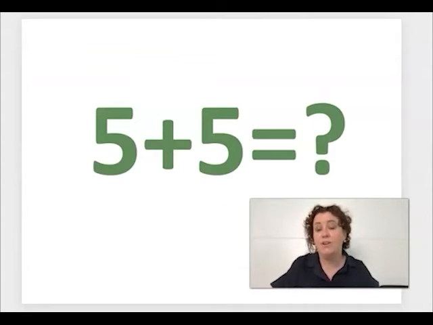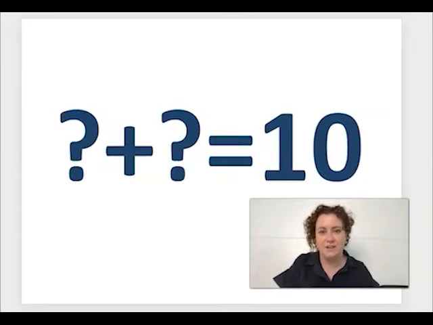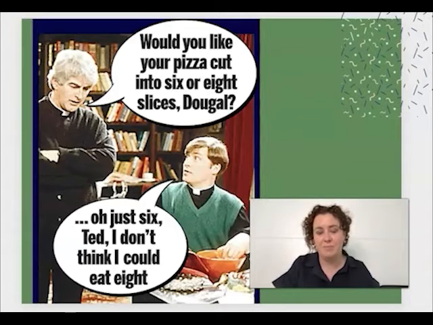So for example, if we look at this slide, we all know the answer. There's only one answer, and that's something that we all learn in school. Take for example this. What's this question? This question has an infinite number of possibilities. It can be anything, decimals, fractions, and there's no right or wrong question. For example, look at this. Would you like your pizza cut into 6 or 8 slices?